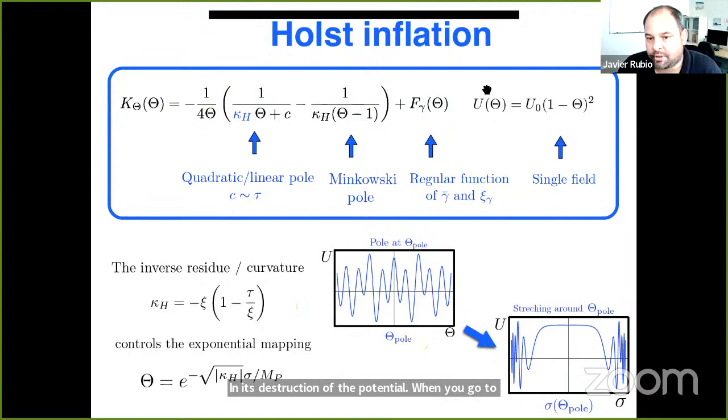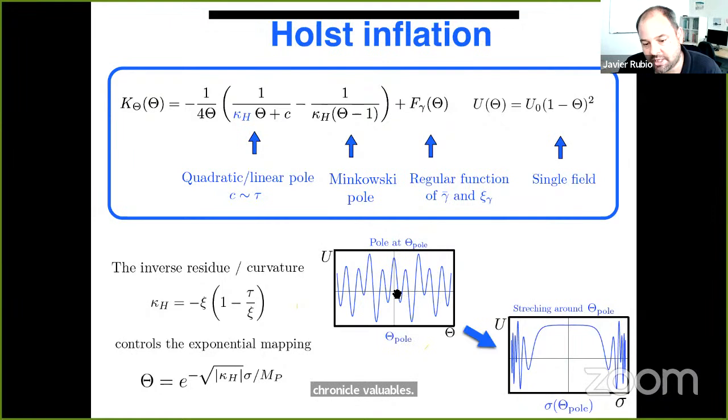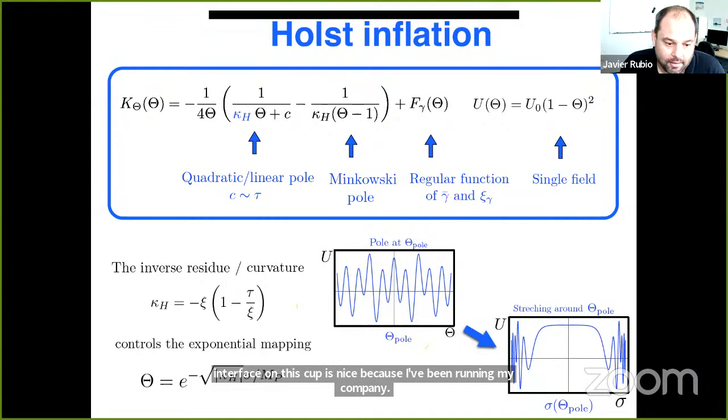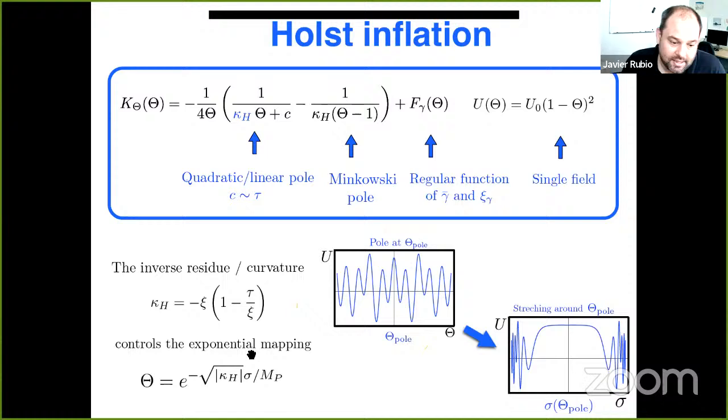independently of the shape, will be stretched around the position of the pole, getting in canonical variables something that is asymptotically flat. Okay? That is why this kind of language is so powerful, because it identifies precisely the quantity controlling the inflationary observables. Okay, and this quantity turns out to have a nice interpretation. This kappa h, that is proportional to the non-minimal coupling, is the Gaussian curvature of the kinetic manifold in the large field regime. So essentially, the flatness of the potential is controlled by this Gaussian curvature.